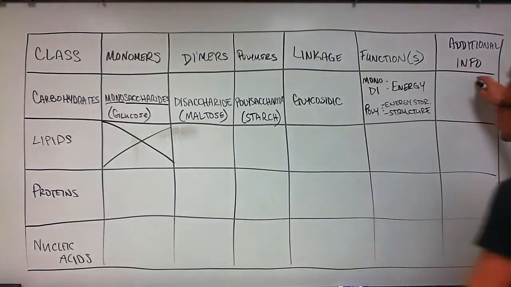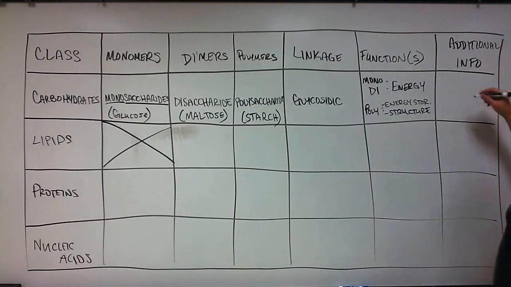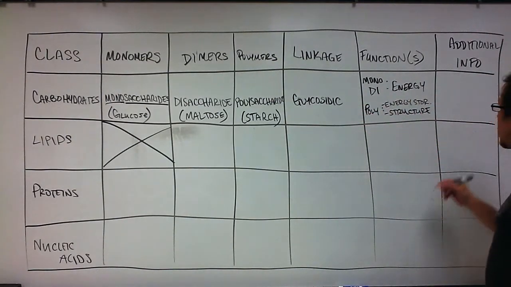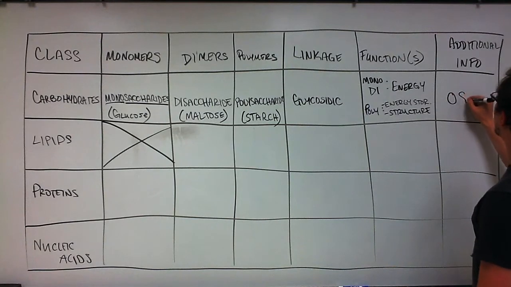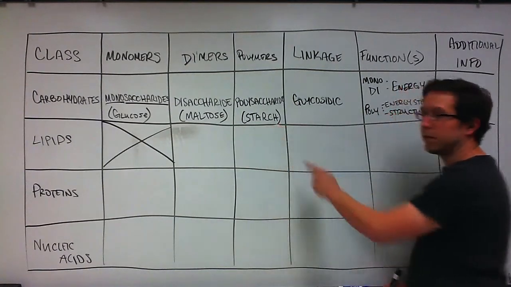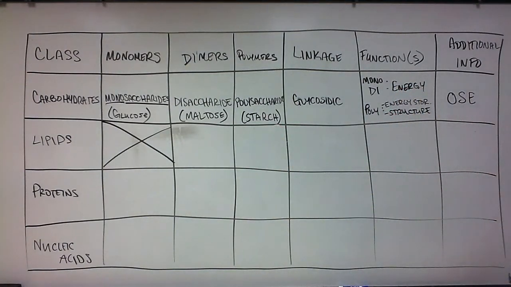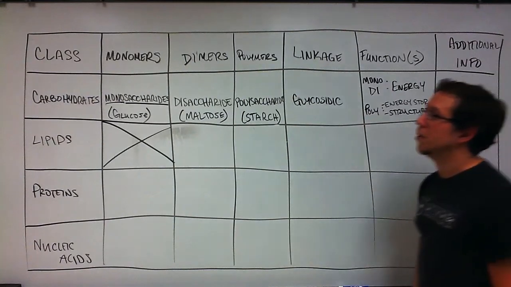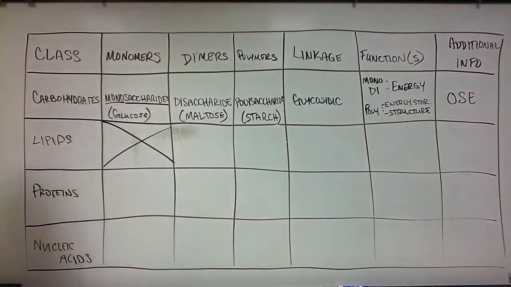As far as additional information goes, one of the easy ways to know that you're always looking at a carbohydrate is to look for these 3 letters at the end of a word. Glucose, maltose, a form of starch called amylose, all end in OSE. So that's how you know right off the bat that you're looking at carbohydrates. All right, let's talk lipids.